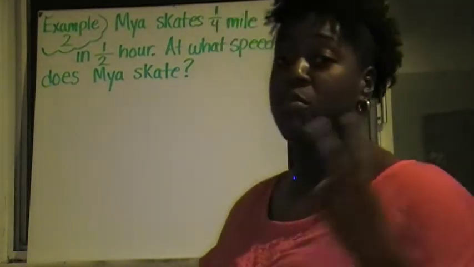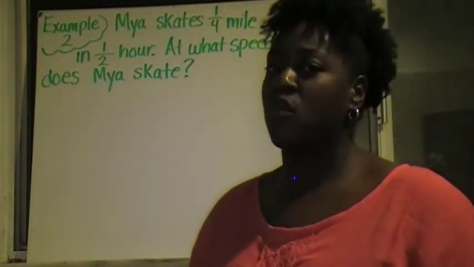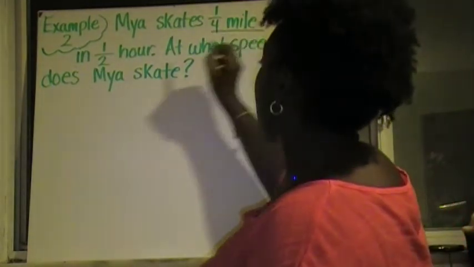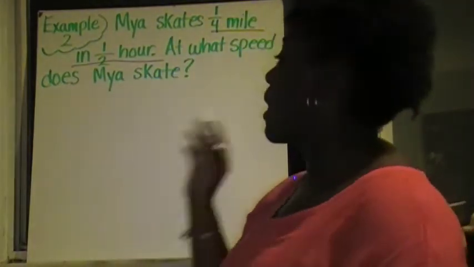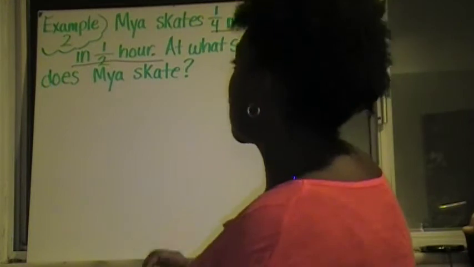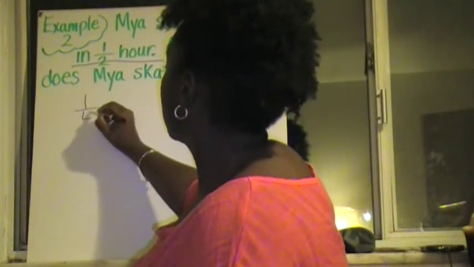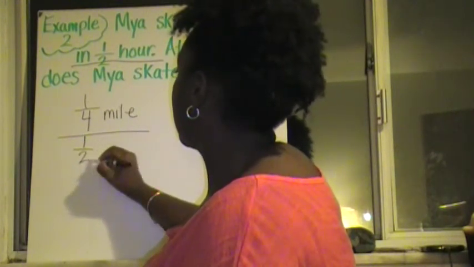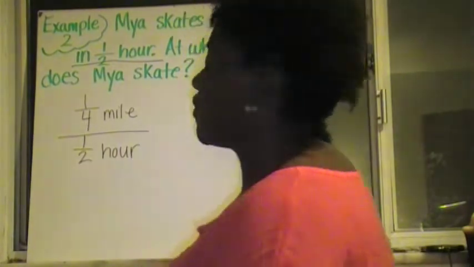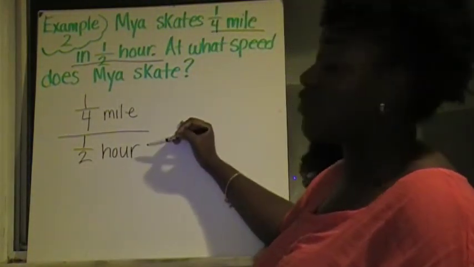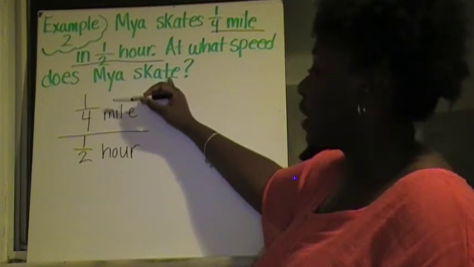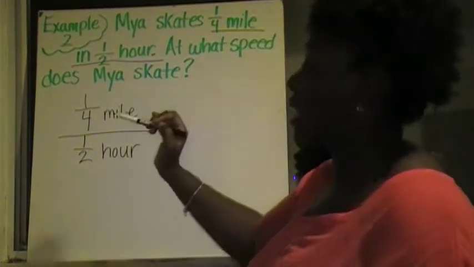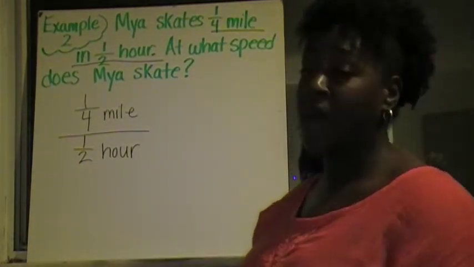I can take two approaches to this problem. The first one, I'm going to do it like we are used to, using a proportion. So here I have my rate, and I'm going to write it just like I see it. So she goes 1/4 of a mile in half of an hour. So this is a complex fraction because I have a fraction in the numerator and the denominator. So the question is, at what speed does Maya skate? So it's looking for her miles per hour.